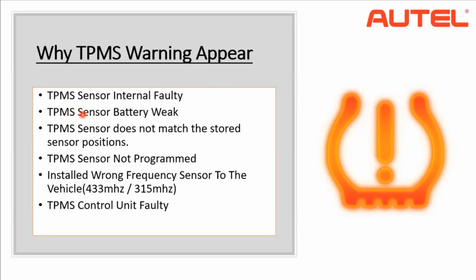The next one, if the TPMS sensor battery is weak. So if just the battery is weak, you'll get the tire pressure data from the wheel, but still you'll get the warning lamp. So that's one reason.